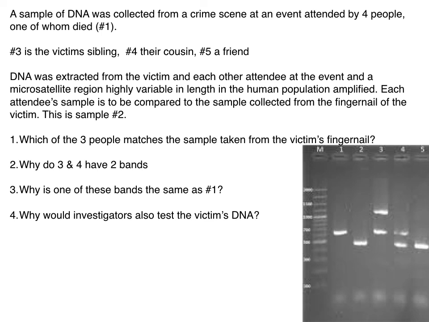And I also am curious as to why the investigators also have sample 1 in here. Okay, they got sample number 2. This is the skin, the DNA sample under the victim's fingernail. Why do they also include the victim's DNA in well number 1 in order to run this test? Why do they want the victim's DNA in there when they're comparing the crime scene sample number 2 to all these potential suspects?